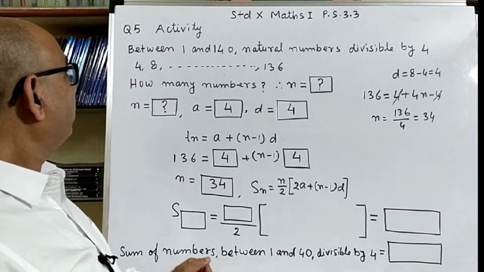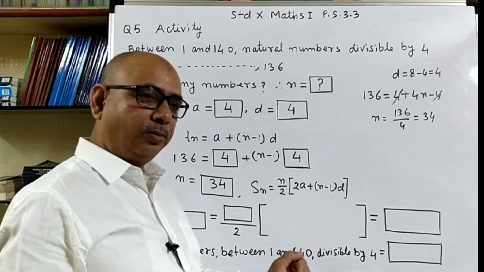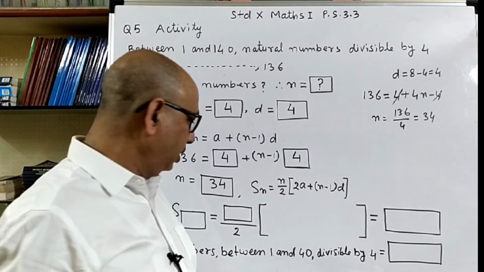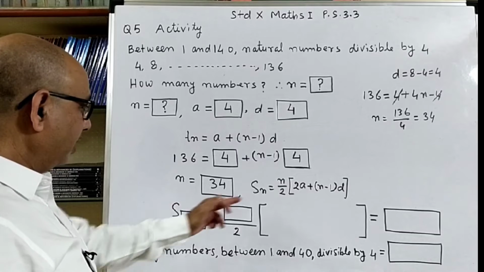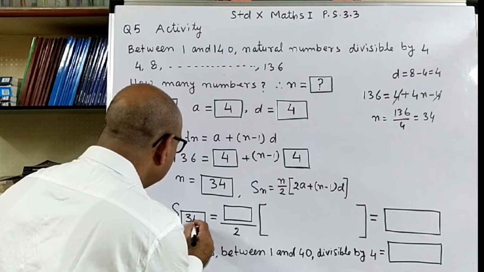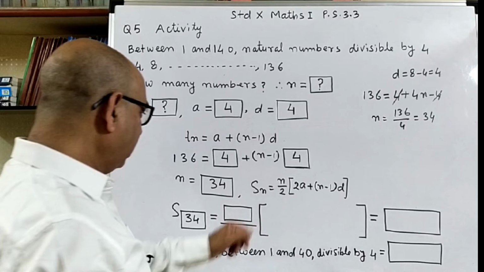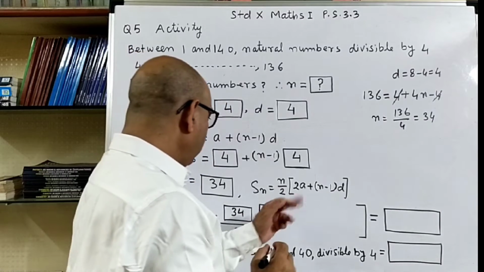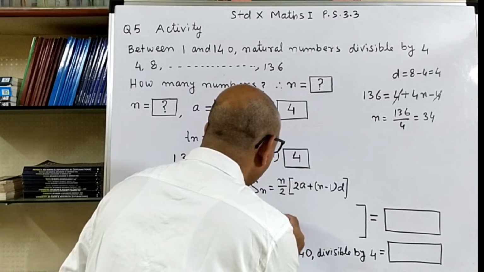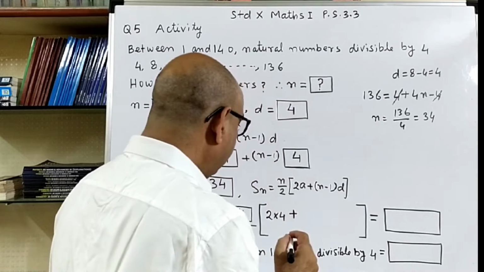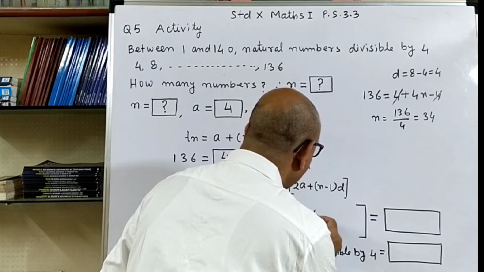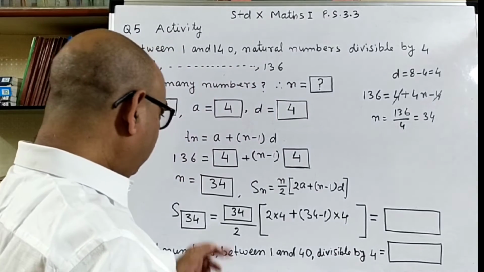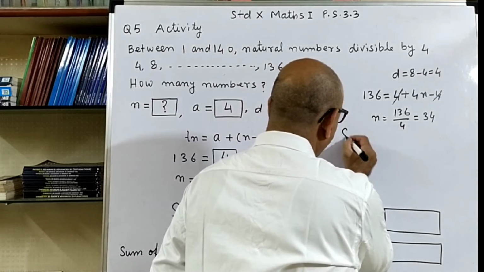Right, here 34. We have to find the sum up to the nth term. n is equal to 34, and this is the formula: n by 2, 2a plus n minus 1 d. Here, Sn, the value of n is 34. n by 2, that means 34 by 2, times 2a, 2 into 4, plus n minus 1, 34 minus 1, into d. d is also 4. We have to calculate it here.